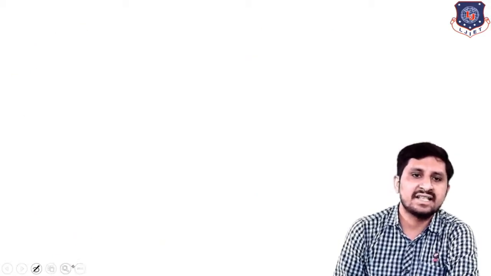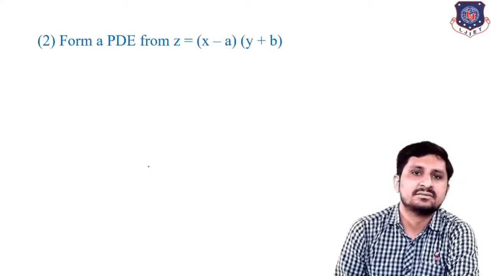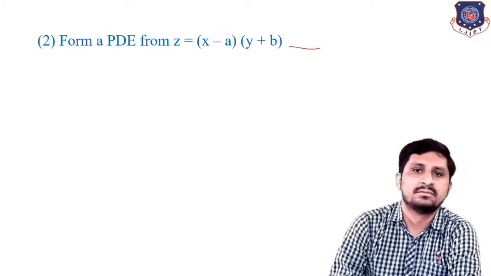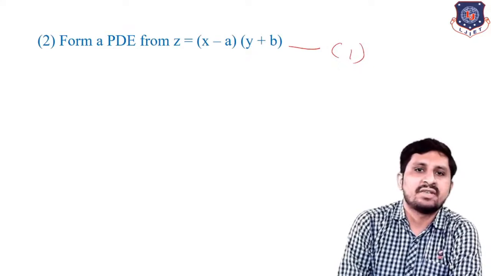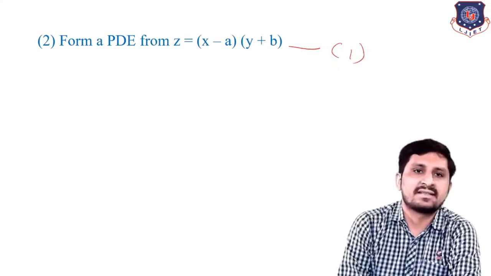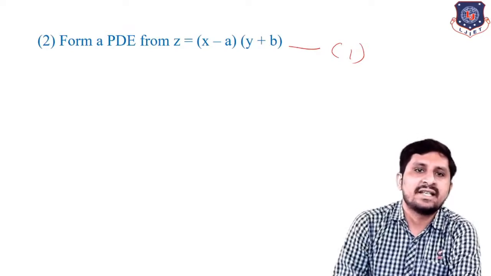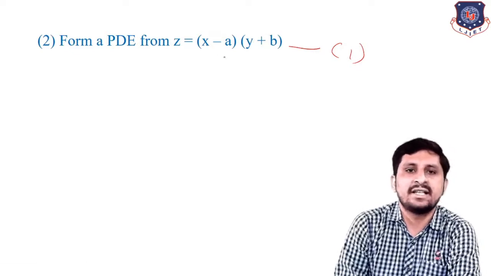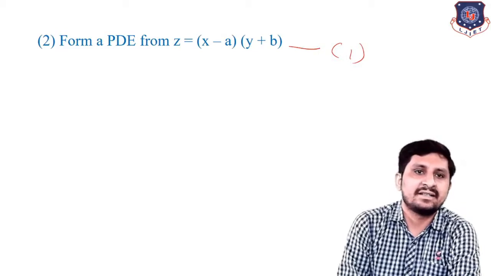Now let's take the second example. Z is equal to (x minus a) into (y plus b). Call it equation number 1. Now differentiate equation number 1 with respect to x again. I am not writing the sentence, you can understand we are taking differentiation of equation 1 with respect to x, but you have to write it in your examination. I am just directly writing the equation.